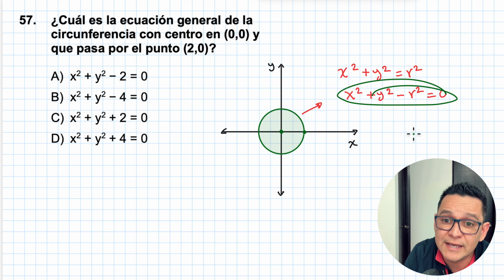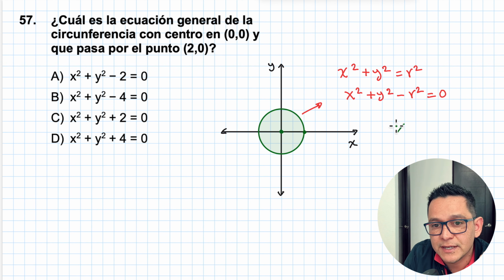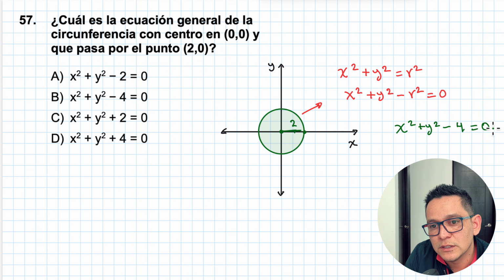I just had to remember that this is the form. All right, so I end up with x squared plus y squared minus the radius squared. What's the value of the radius? Well, it's 2, right? So I would have minus 2 squared, which is 4. It has to be 0. That's it. That's the one right here.